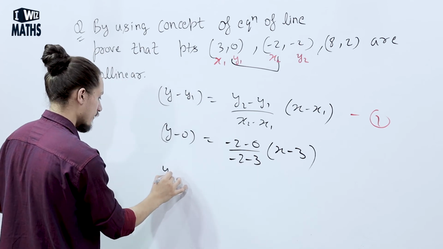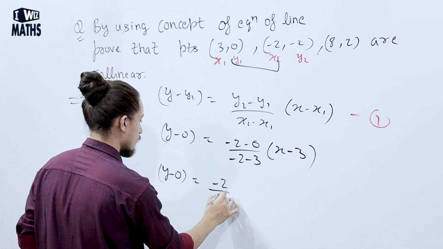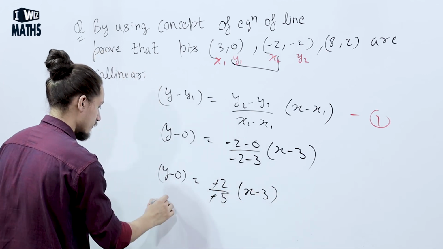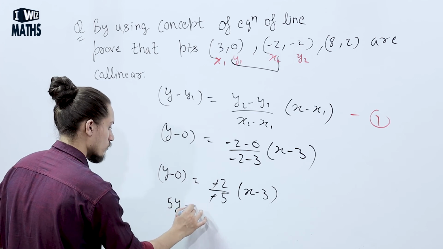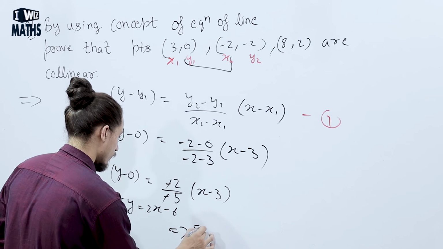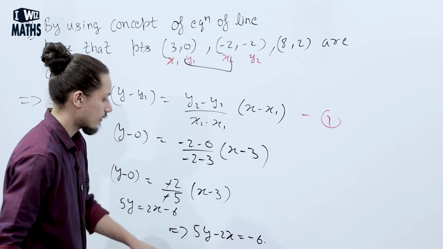So we get y minus 0 is equal to -2 upon -5, minus cancel, x minus 3. We get 5y is equal to 2x minus 6, implies 5y minus 2x is equal to -6.